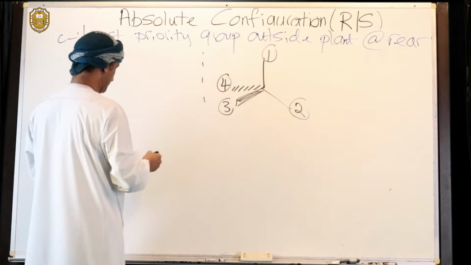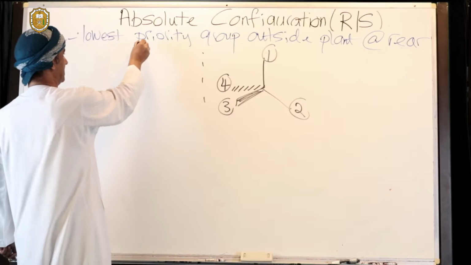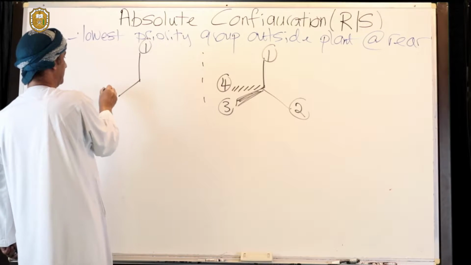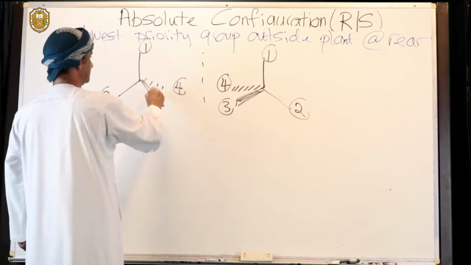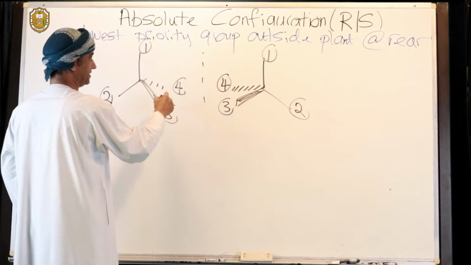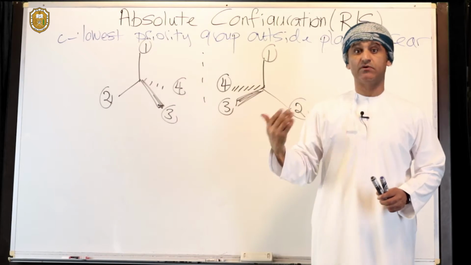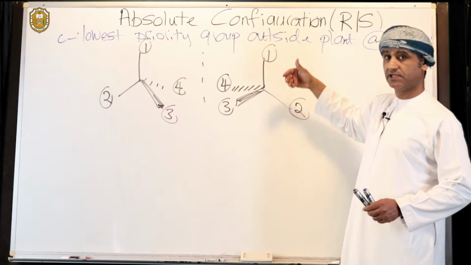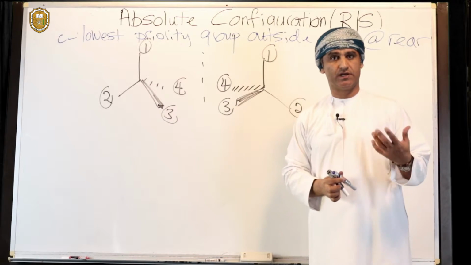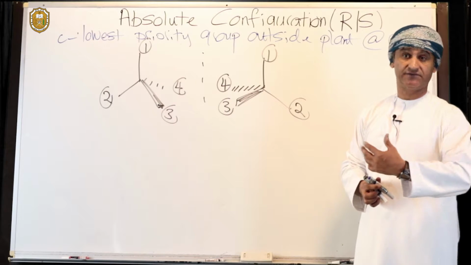Now, if we draw the mirror image of this, then we would get something like that. So that's 1, that's 2, this is 4, and that is 3. So this is again an example where the lowest priority group is at the rear. So it's outside the plane, but at the rear. Of course, we will take the case where the lowest priority group is outside the plane at the front after this.